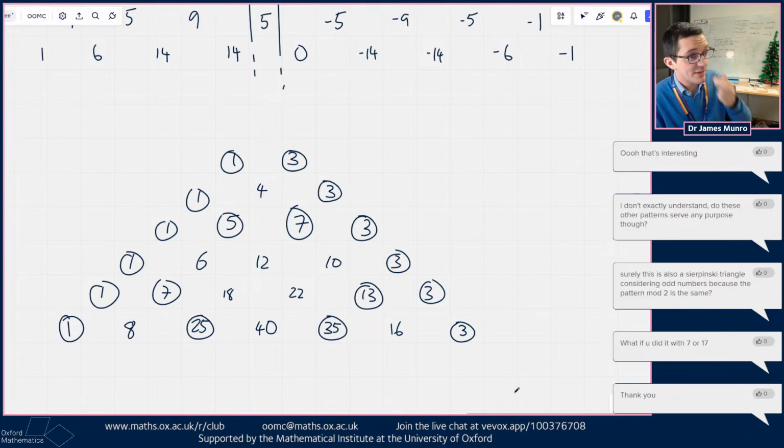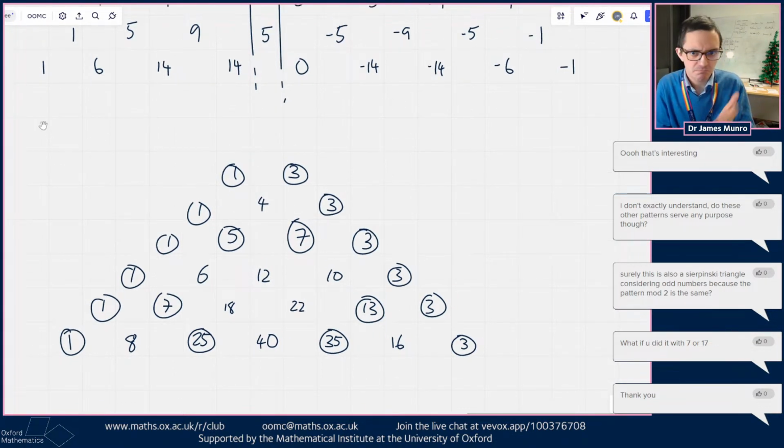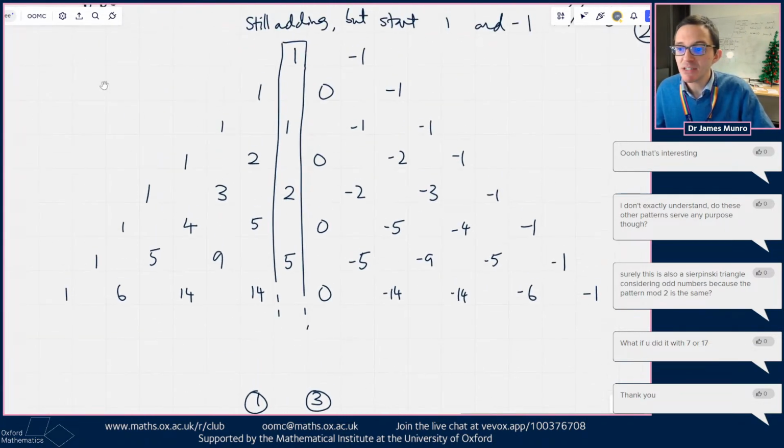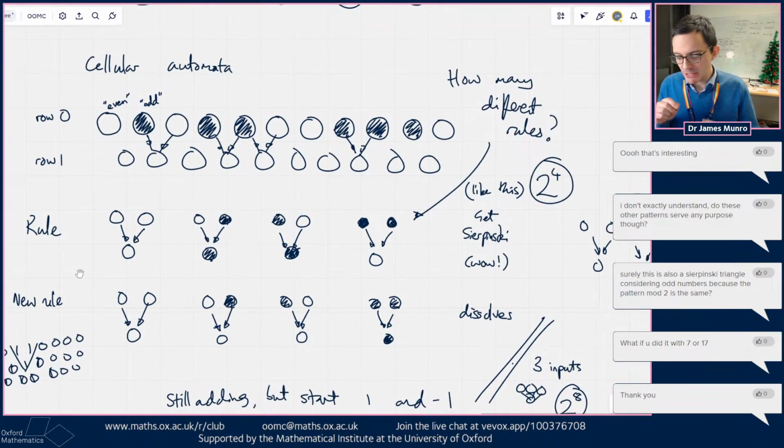Oh, do these other patterns serve any purpose, though? So, being able to spot patterns is a good skill. It's just handy in life to be able to understand the world around us. In particular, these cellular automata are really interesting because they can do complex behaviour from very simple rules. That's a big theme in things like emergent behaviour and looking at how flocks of birds work together to coordinate how the hive's moving.